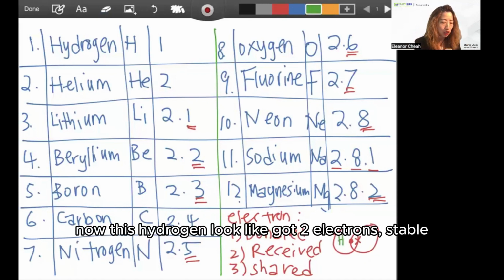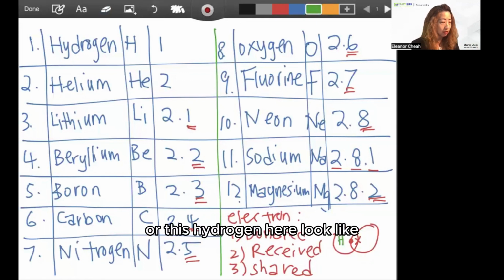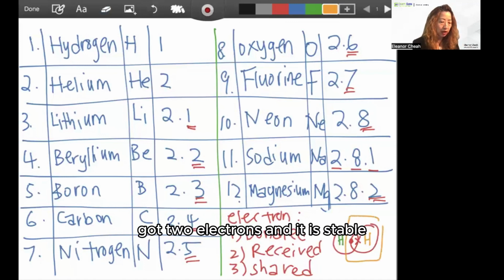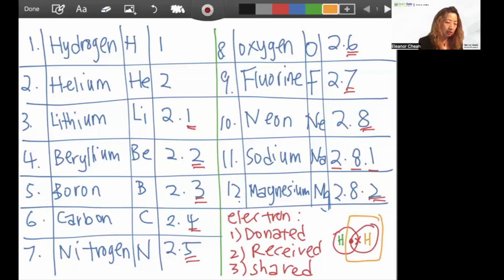Now this hydrogen looks like it has 2 electrons, so it is stable. Or this hydrogen here looks like it has 2 electrons and it is stable, so they can share. So hydrogen is a unique case.